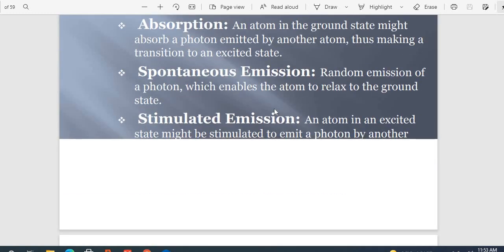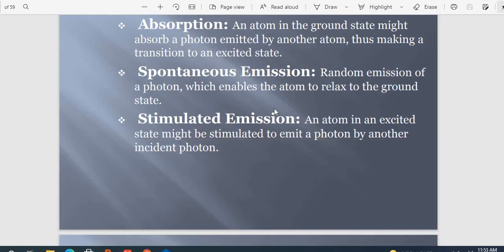Spontaneous emission. So what are spontaneous and stimulated emission, students? Spontaneous emission is the random emission of photons, which enables the atom to relax to the ground state. Whenever random emission of photons occurs and the atom relaxes to the ground state, it is called spontaneous emission.